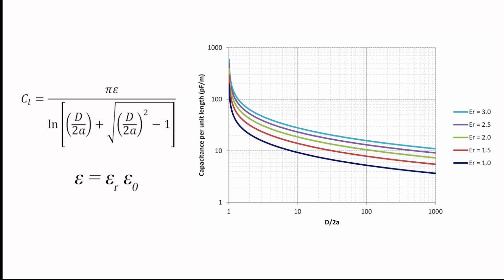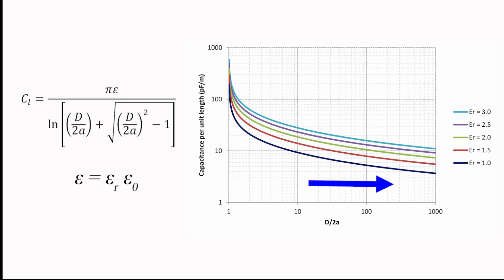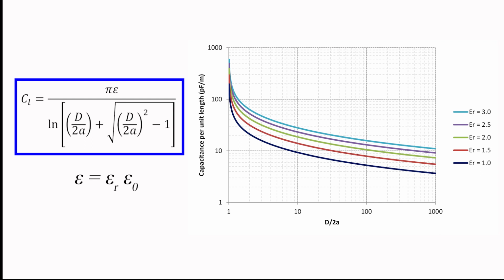Intentional two-wire transmission lines will generally have D over 2a ratios from just a little bit over 1 to about 2 or 3, depending on the thickness of the wire insulation, and the typical capacitance is in the range of tens of picofarads per meter to about 100 picofarads per meter. When D is much greater than a, the logarithm argument simplifies to D over a. You will sometimes see only this simplified expression, but you really need to know the full expression for wires that are close together, because that's where much of our interest lies.